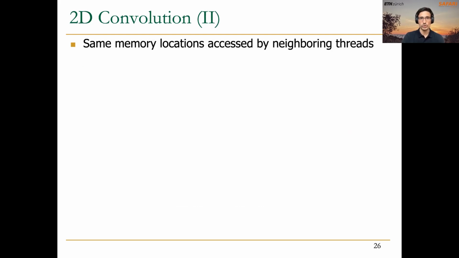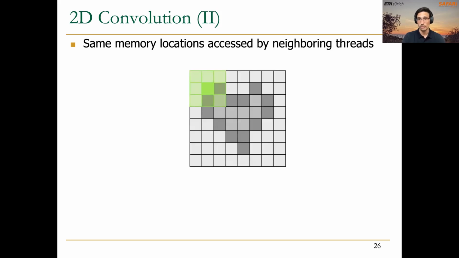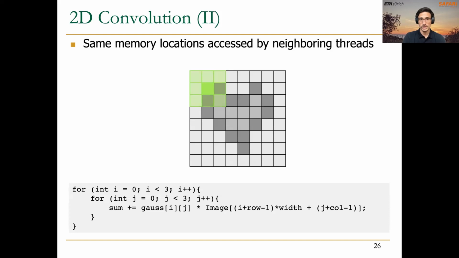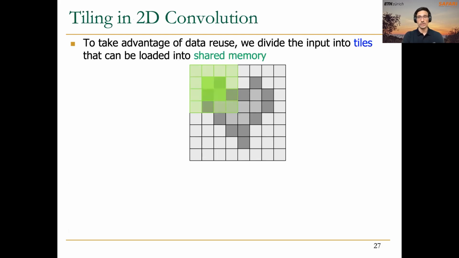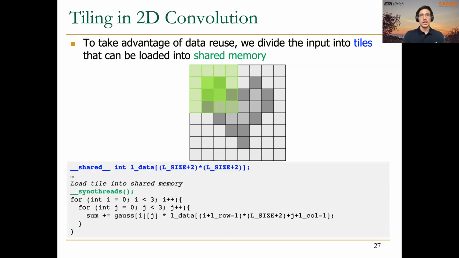But in this 2D convolution, the same memory locations are accessed by neighboring threads, as we know. And we have actually seen this example code in a previous lecture. Remember, for every single element of the output image, we need to access all these elements of the input image, but it turns out that for this neighboring element of the output image, we also have to access these six elements of the input image. So there is a possibility of reusing a lot of data here. And in order to take advantage of that, we also use tiling. But the tiling in this case is two-dimensional tiles. What we do is load the tiles into shared memory and then perform the actual computation, applying the Gaussian filtering in this specific example.